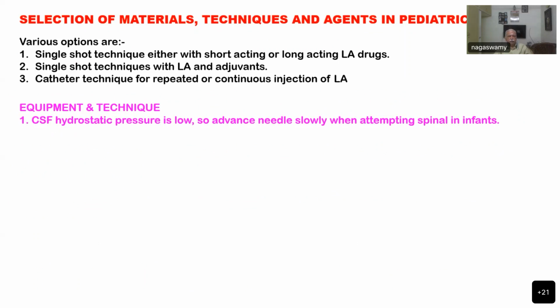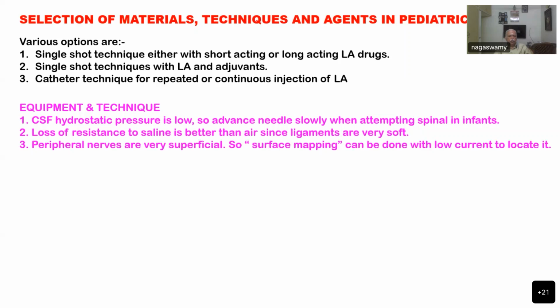CSF hydrostatic pressure is low, so advance the needle slowly when attempting spinal in infants. Loss of resistance to saline is better than air as ligaments are very soft. Peripheral nerves are very superficial, so you can do what is called surface mapping with a low current to locate them. For example, if you want to do a brachial plexus block, you can use a nerve stimulator on the skin itself. Because the nerve is very superficial, just under the skin, you can stimulate the nerve from there and use the needle to locate the nerve and puncture it.